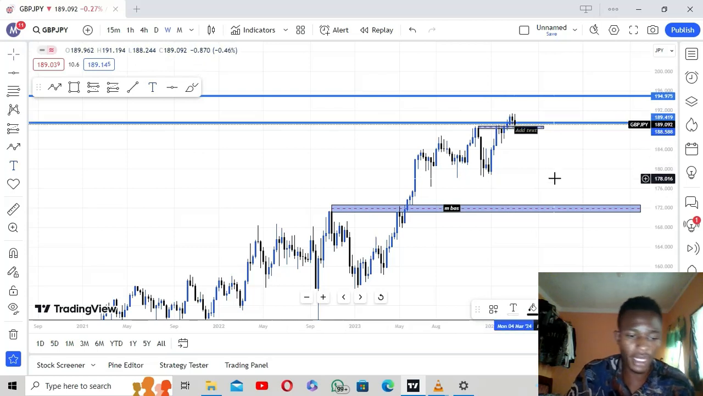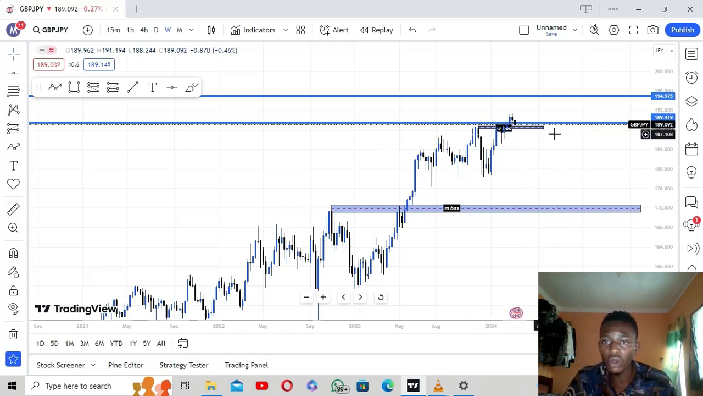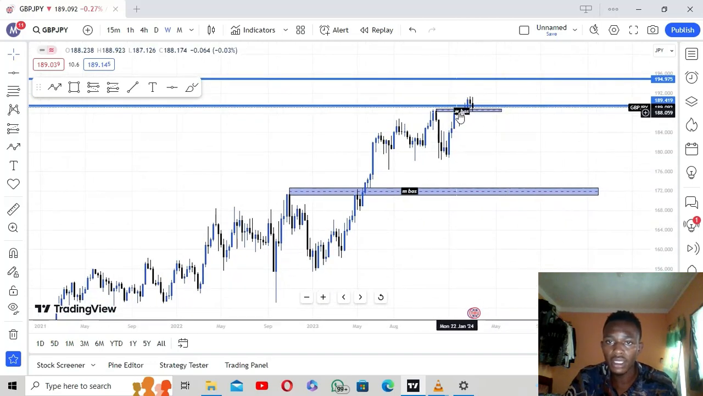I'm just going to type it as WBOS, right? Which means it's a weekly BOS. So I'm just going to place it here. Yeah, that's my weekly break of structure. I think it's been hidden by the chart. Let me just put it here. Yeah, I think that's okay.